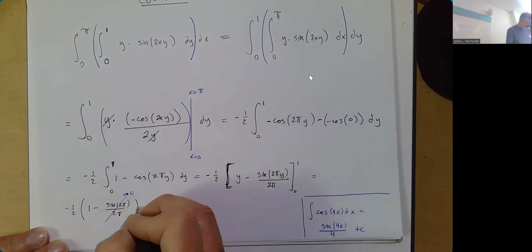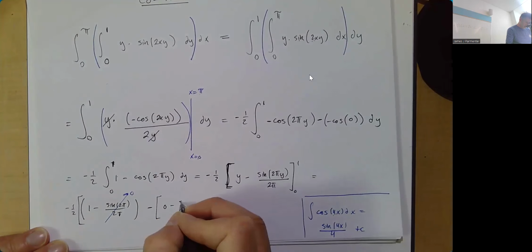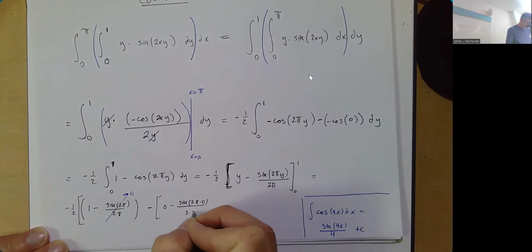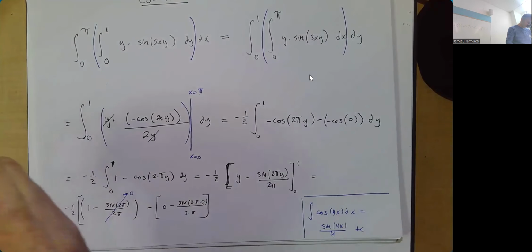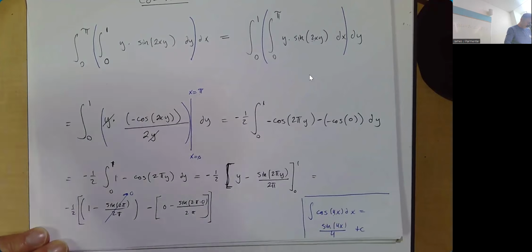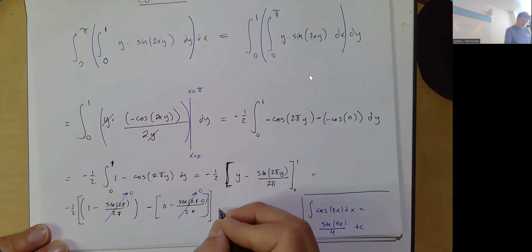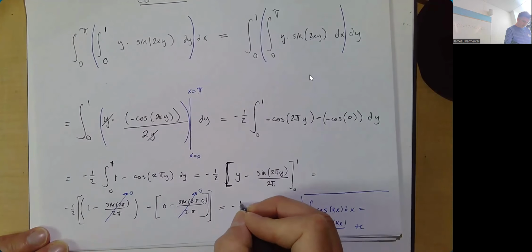And then minus, plug in 0: 0 minus sine of 2 pi times 0 over 2 pi, which is also going to be 0. So we end up with negative 1/2 times 1, which is negative 1/2.